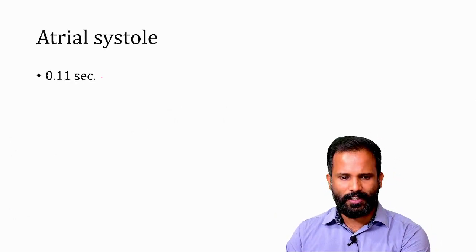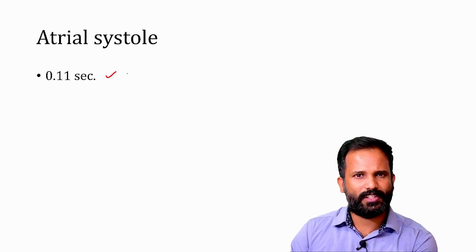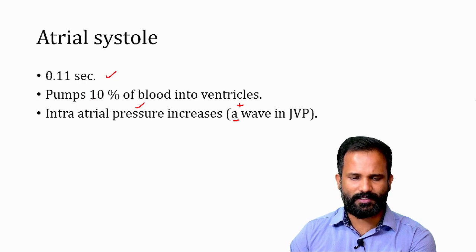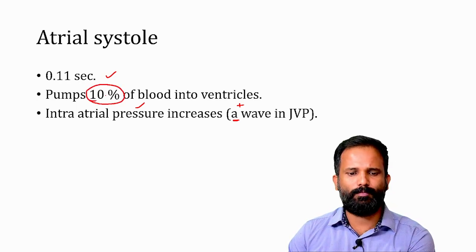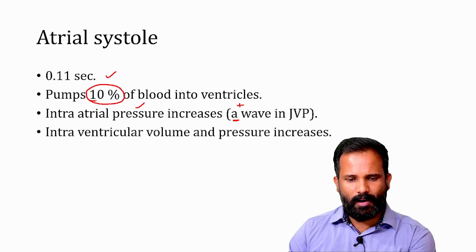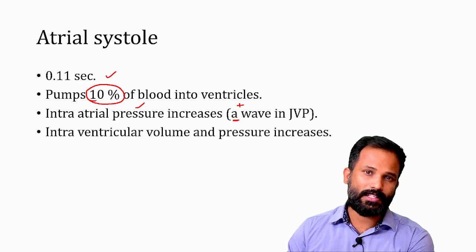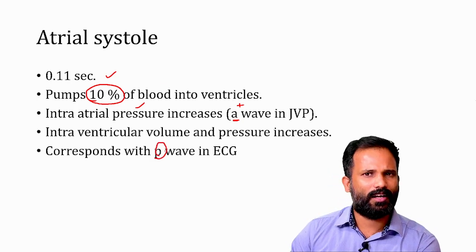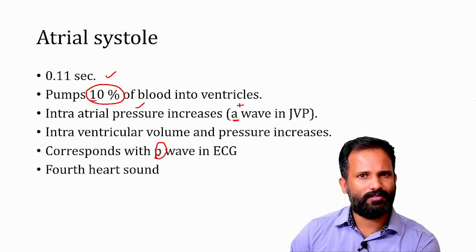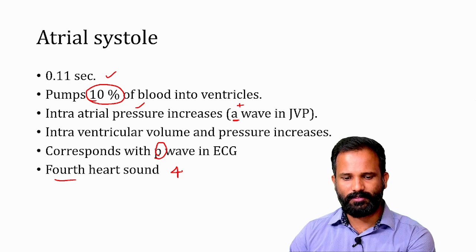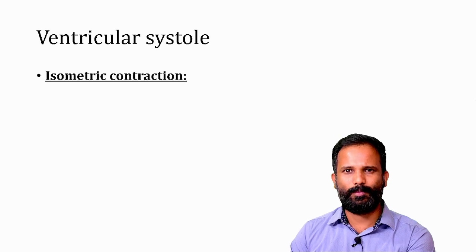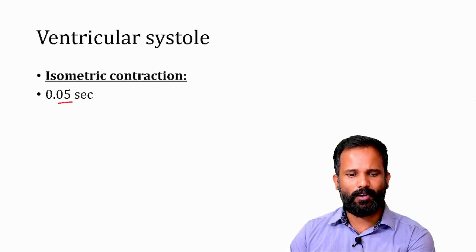Atrial systole: duration is 0.11 second. Which wave of JVP? A wave. The A wave is a positive wave, so intra-atrial pressure increases. This pumps 10% of blood into the ventricles, and intraventricular volume as well as pressure both increase. In ECG it corresponds with the P wave. And what heart sound does it give? It gives the fourth heart sound. So the fourth heart sound is given by atrial systole. Now ventricular systole: first one is isometric contraction, and it is around 0.05 seconds.